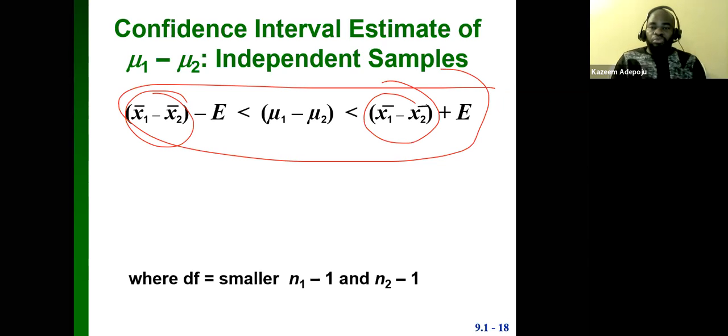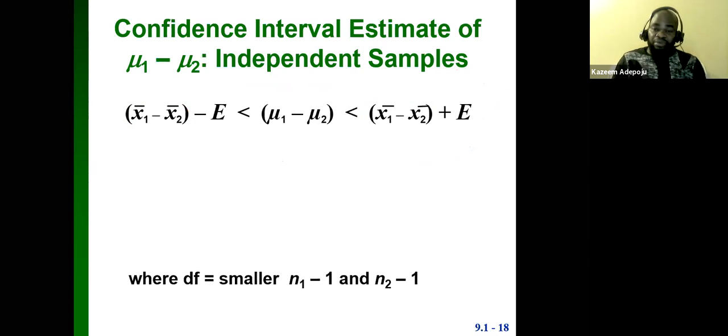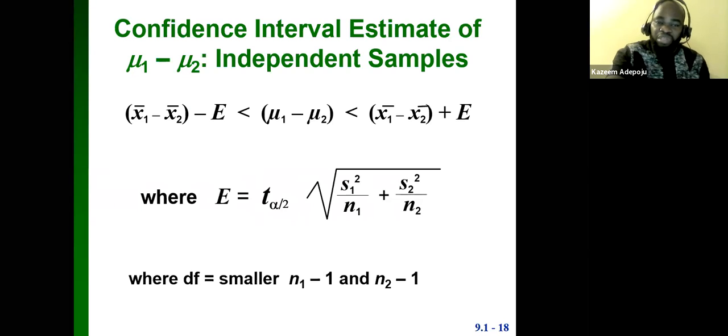Of course, what is going to be the formula for E, which is the margin of error? I'm actually going to show you the formula right now. Since the standard deviations are not known, and we are the ones determining the standard deviation, we are not going to be talking about the z-score anymore. We're actually going to be talking about the t distribution. Can you see that now?